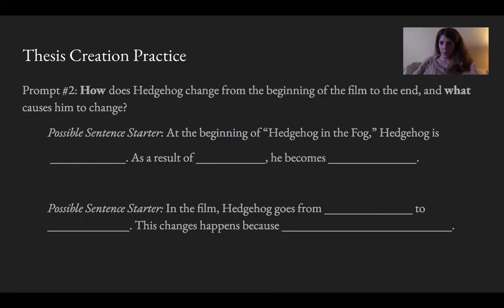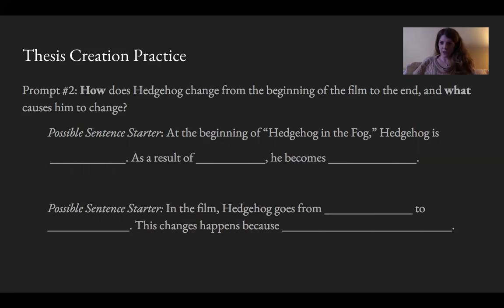For tonight's homework, I want you to actually rewatch the film. Sometimes 2 or 3 watches can be really useful when you're making an argument, and then to answer the following prompt in 1 to 2 sentences. How does Hedgehog change from the beginning of the film to the end, and what causes him to change?